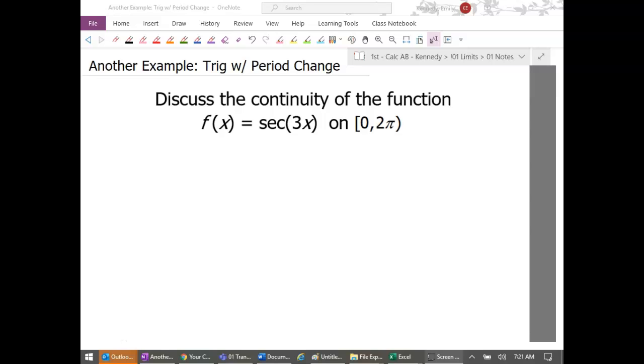Hey guys, as promised, here is another example of what I'm calling a period change, because that's what this 3x does on the graph. It changes the width of the graph. In this case, it shrinks it. And then a question that popped up in a couple classes yesterday was, what if I don't want all the solutions? What if I just want from 0 to 2 pi? Do I still need to do the smiley face thing?